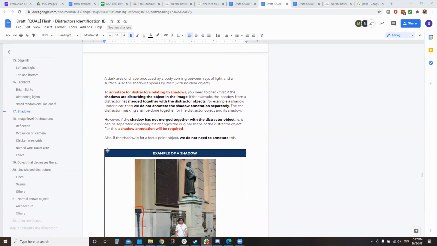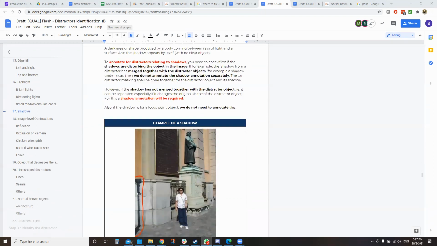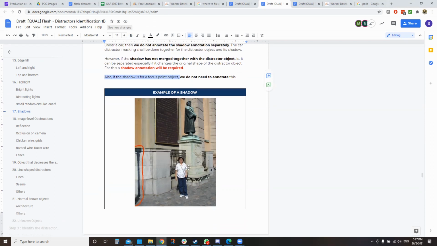However, if the shadow is actually the shadow of a focus object, we don't have to annotate it as shadow. So this lady here, can you see behind her there's a shadow? Yes, you can see the shadow of her. Is she a focus object? She is, yes. So the shadow that she is casting must not be annotated as shadow. It is only a shadow if it's a distractor only.